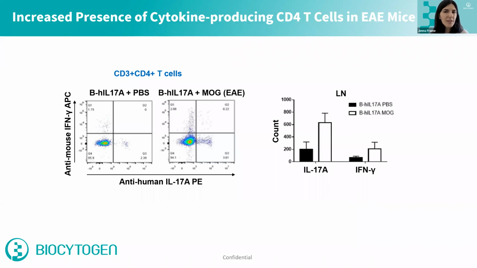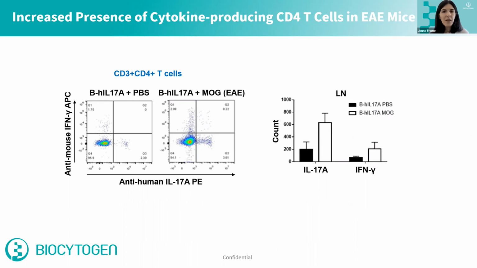To further assess the disease progression on a cellular level, we next isolated the lymph nodes from the humanized mice with EAE induction and stimulated T cells for 6 hours with PMA and ionomycin in the presence of brefeldin A. So cytokine producing cells were then analyzed by FACS.